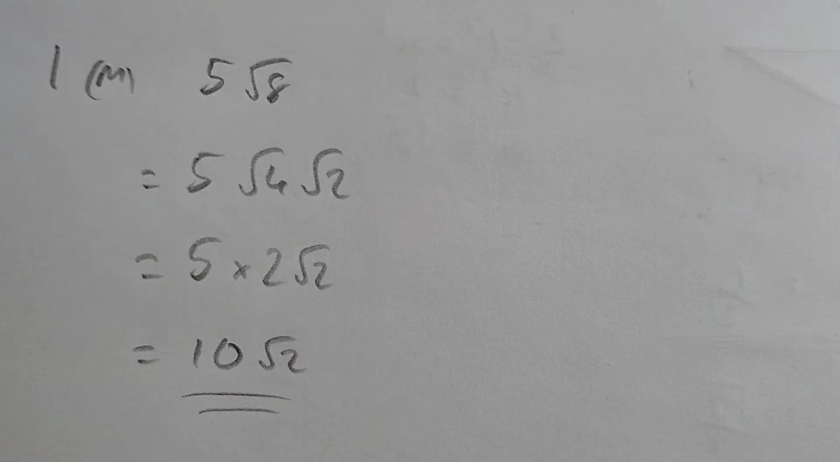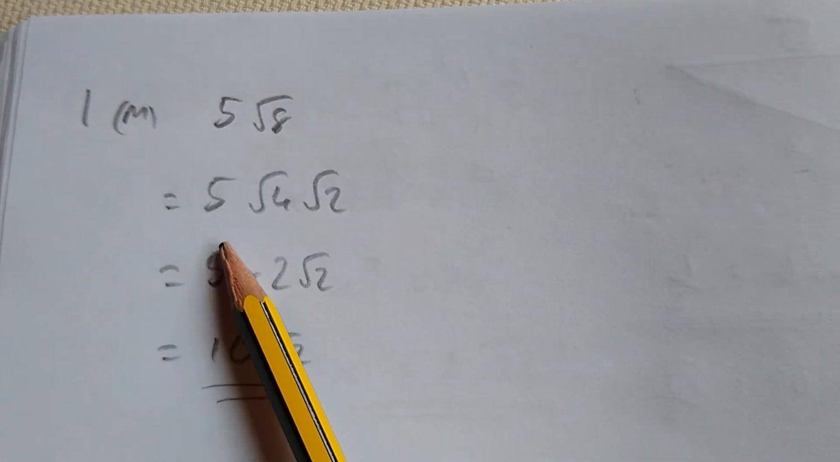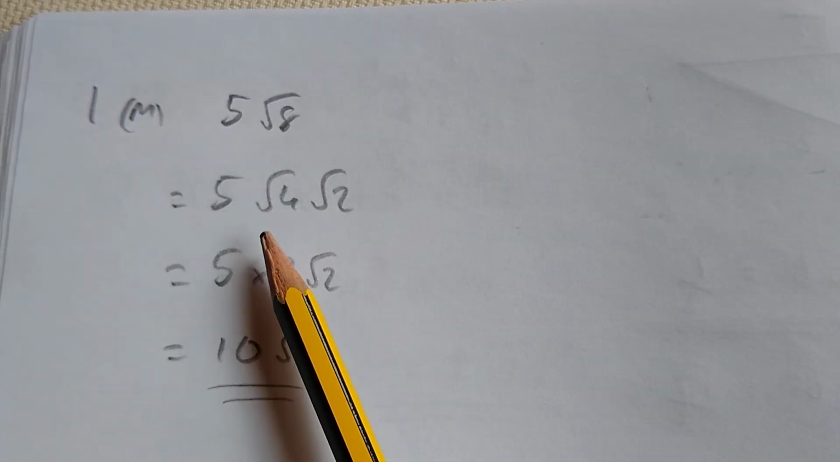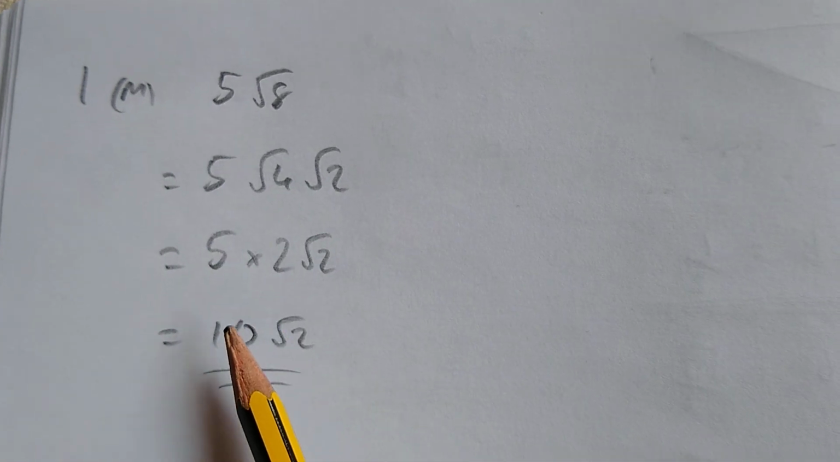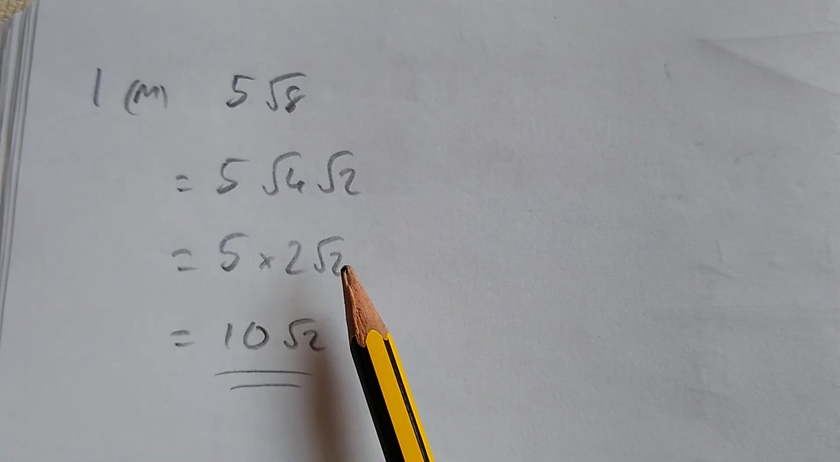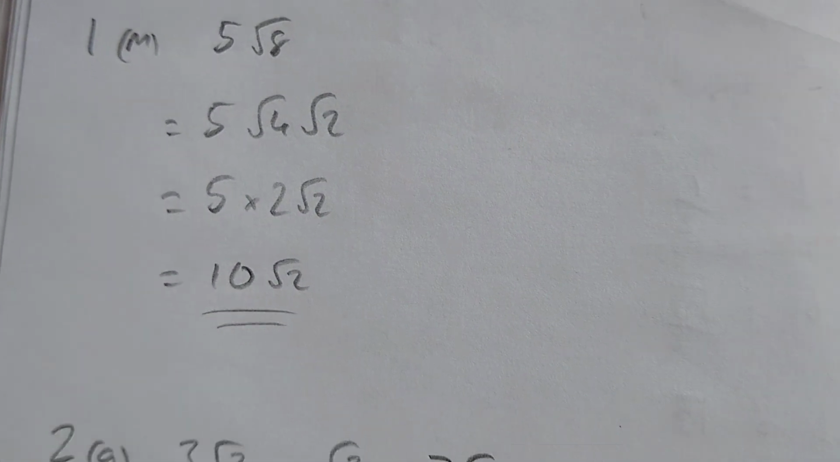1M, similar idea. We've got 5 root 8, so we'll leave the 5 at the front and we just simplify root 8, which is root 4 root 2. So we have 5 multiplied by 2 root 2, which is where 10 root 2 is coming from.